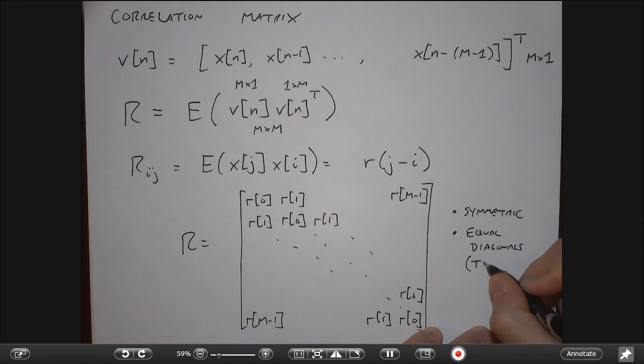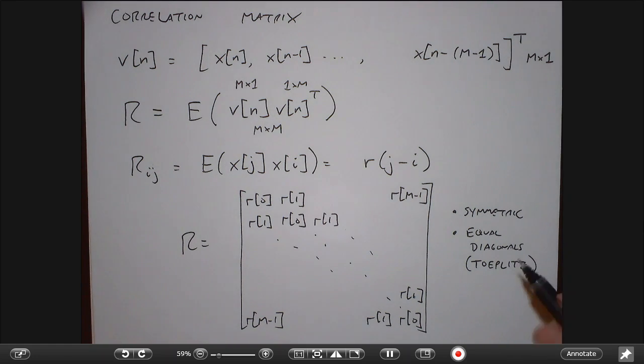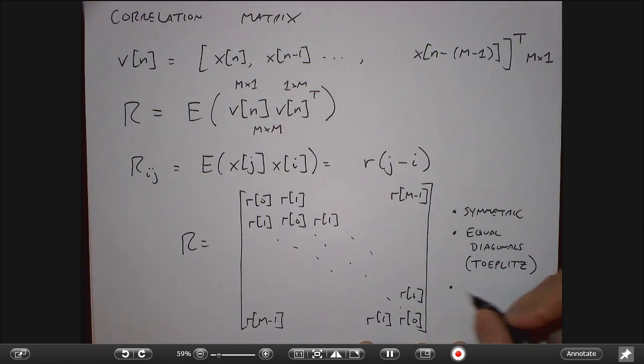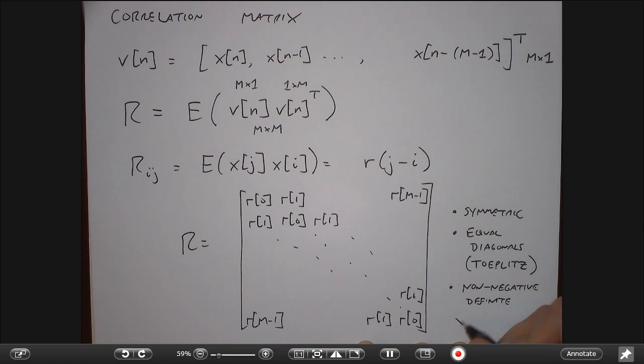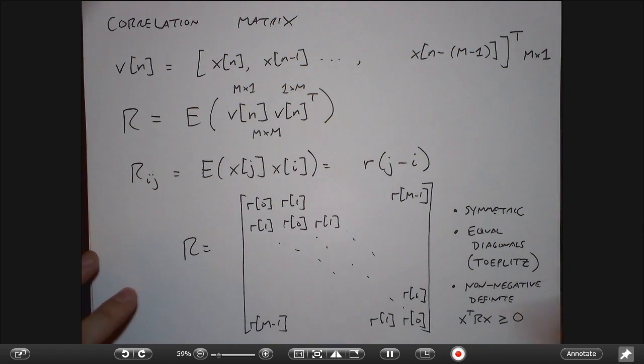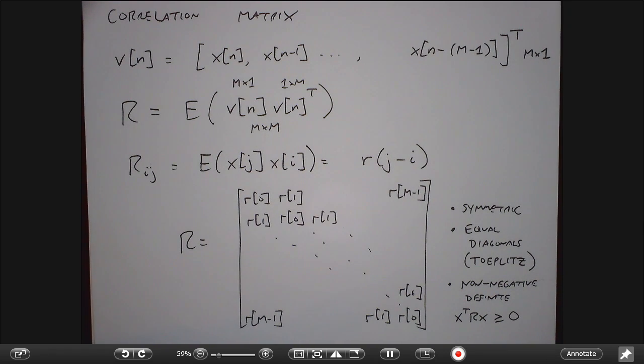And this has a special name called Toeplitz. Okay, so a Toeplitz matrix is one that has equal diagonals, and there's a Matlab command called toeplitz that makes it easy to make such matrices. It's also what's called non-negative definite, which means that for any vector x, x transpose Rx is greater than or equal to 0. Okay. So this autocorrelation matrix is going to play a big role in what we're going to talk about next whenever we talk about signals that are random.